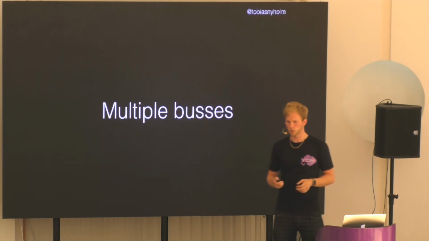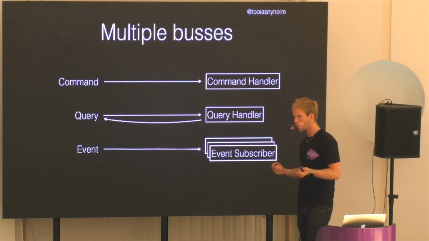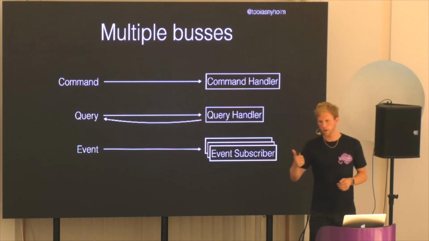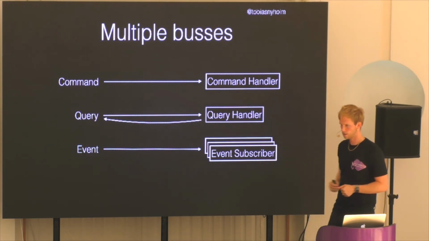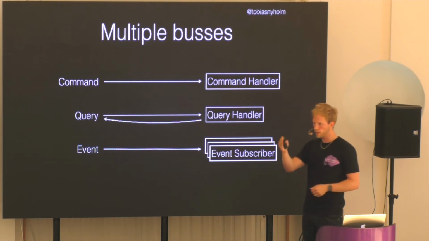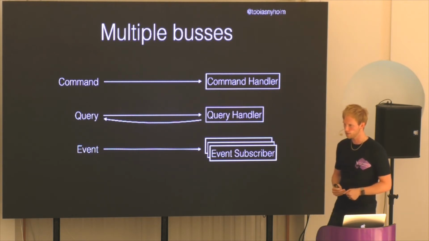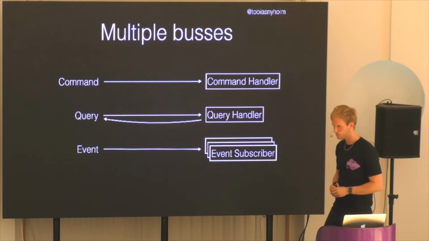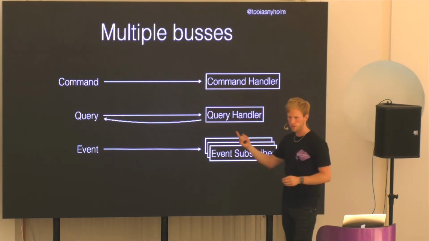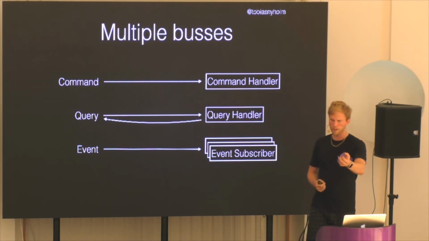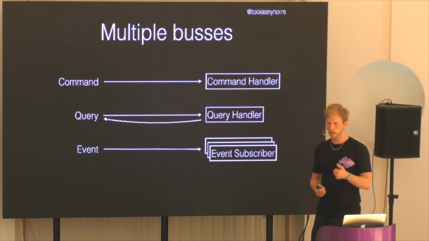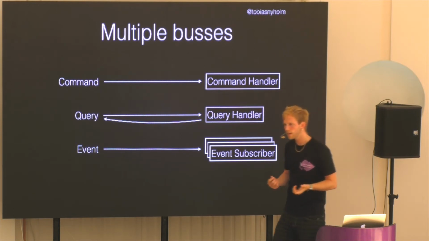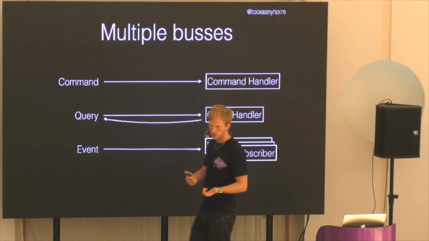I need multiple buses. So I have a command like create user, and the command should have exactly one handler and doesn't return anything. I should always assume if I tell you to create a new user, you will create a new user. If you can't, you throw an exception, but I don't want to hear anything else from you. I have queries, which should only fetch data, and should only have one query handler, and I'm expecting a response.